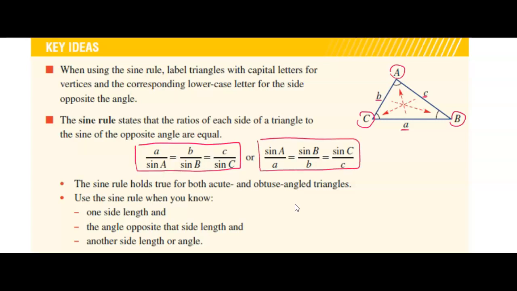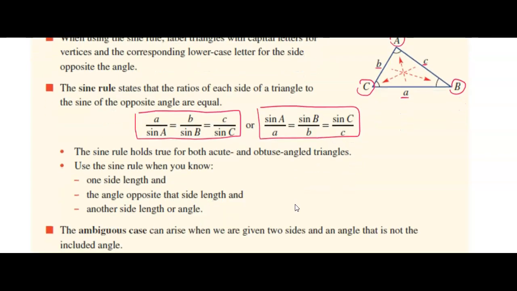Okay, usually with the sine rule, we don't do all three, we just need two. So what I mean by that is, if we know angle A and side B and angle B, we just do a over sine A equals b over sine B. You don't need to include the C because you don't need that much information to find something. So I would write it like this.